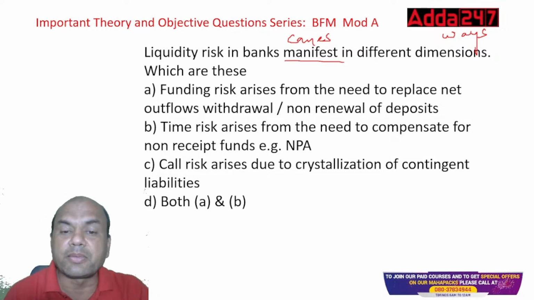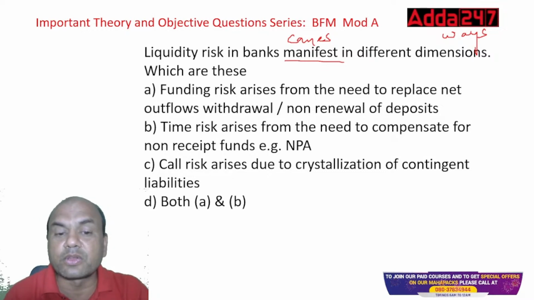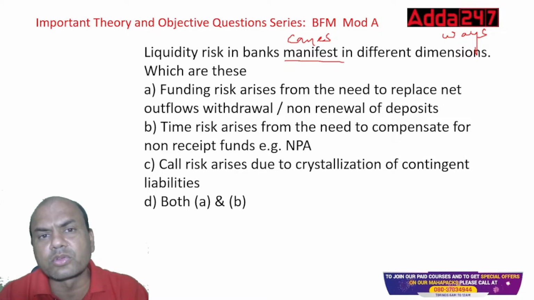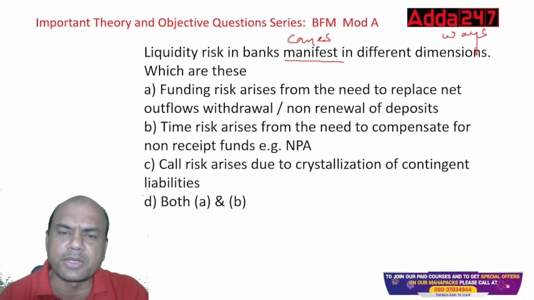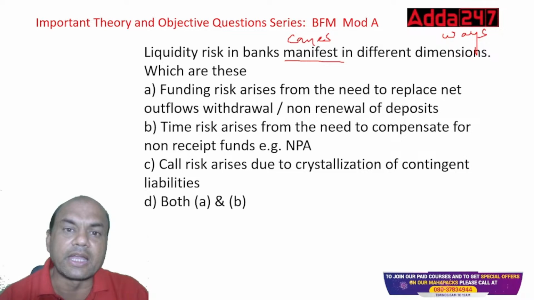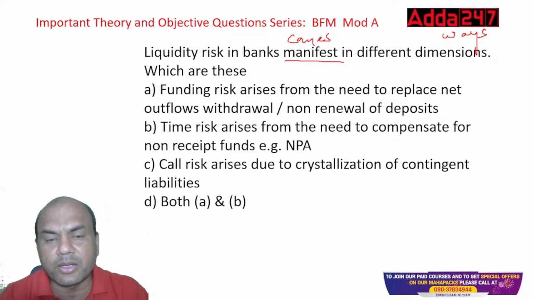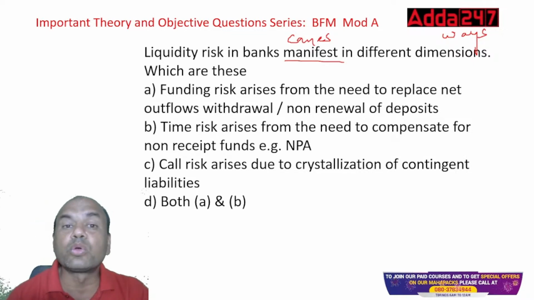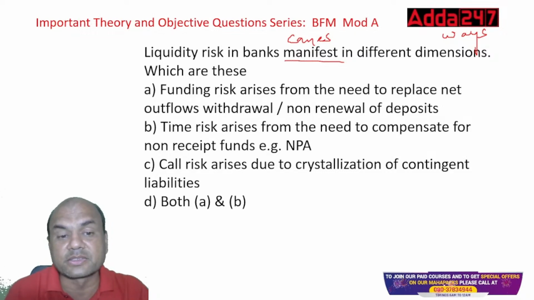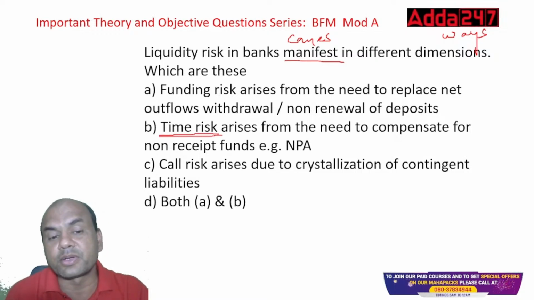Number two, time risk arises from the need to compensate for non-receipt of funds, NPAs. Basically, suppose I've given a loan, so what is my logic? The logic says that that person will pay me the EMI, or if a CC is given, that person will pay me the interest, and that interest I'll use for paying the depositors. But if I don't get that interest, don't get that EMI, then what? So that will also create a time risk. Time risk means at the time I'm not having the funds.